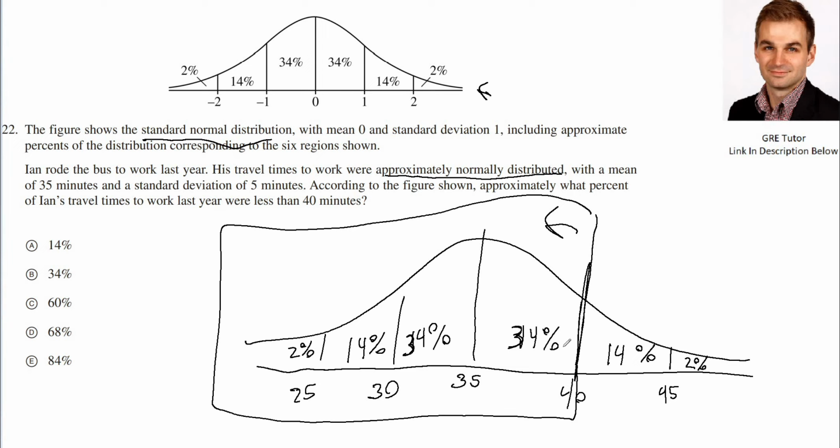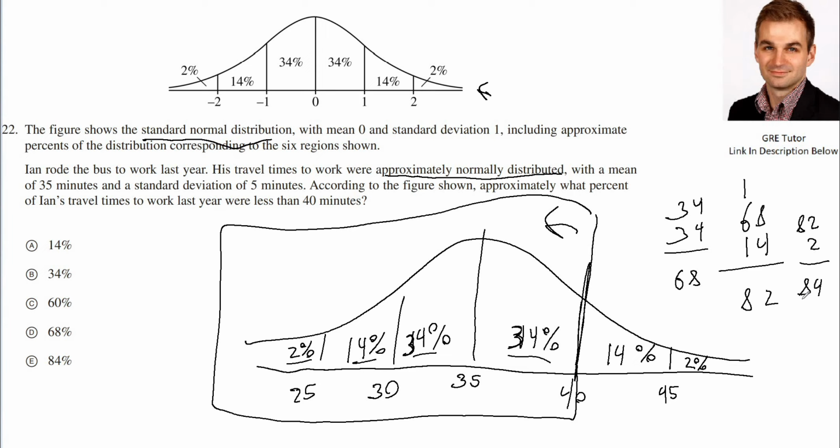So the way we find 40 and below is that we add up the parts that constitute 40 and below. We add up the 34% here, the 34% here, the 14% here, and the 2% there, and that should give us the answer. So 34 plus 34 is equal to 68. 68 plus 14 is 82, and then 82 plus 2 gives us 84%. Alright, so that is our answer.